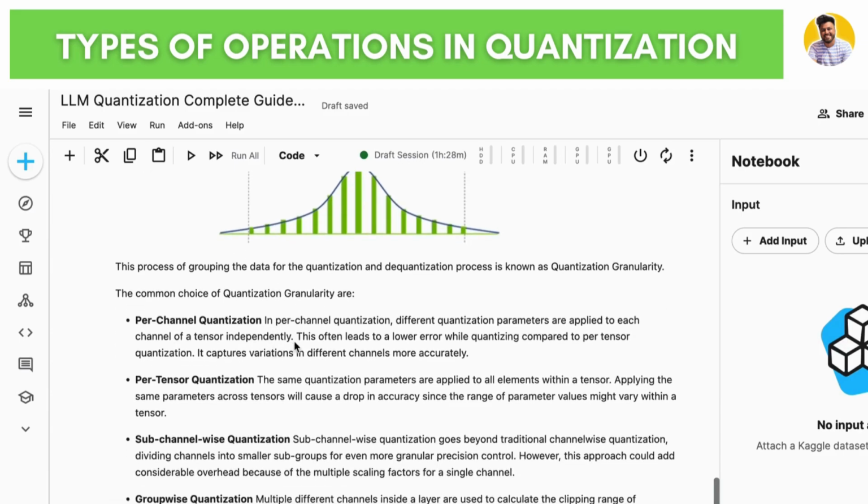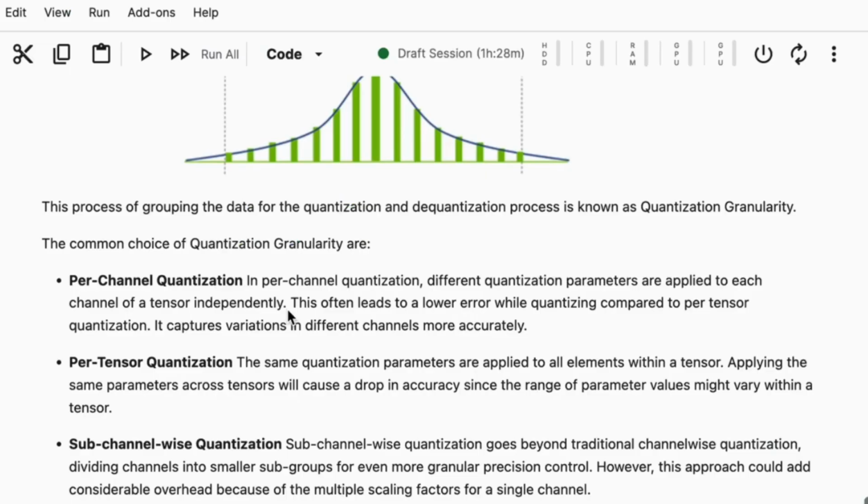In per channel quantization, different quantization techniques are applied to each channel or tensor or vector as well. This often leads to a lower error rate during quantization compared to per tensor quantization, because in per tensor we are applying the quantization to one single value in the array at a time.